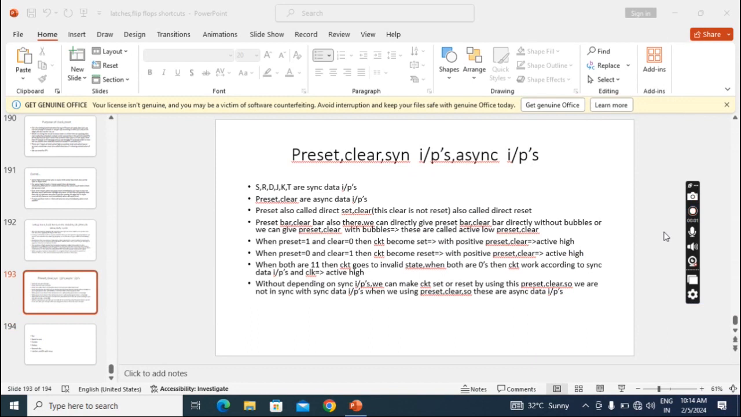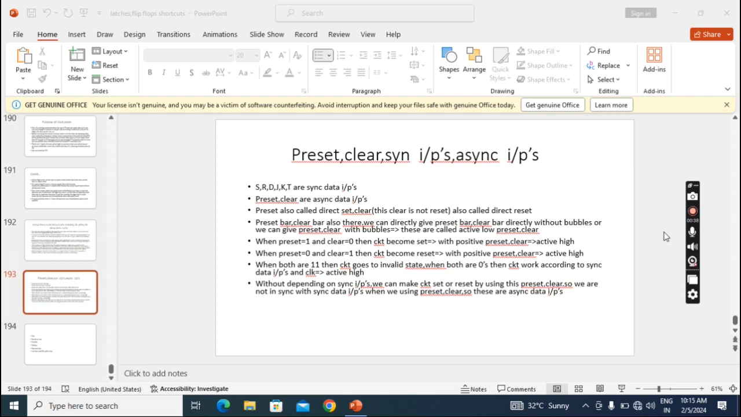In this lecture we'll discuss preset, clear, synchronous inputs and asynchronous inputs. The flip-flop data inputs we discussed, S, R, D, J, K, T, are synchronous data inputs. Preset and clear are called asynchronous data inputs. Preset is also called direct set and clear is also called direct reset. But this clear is not a reset. Remember that.